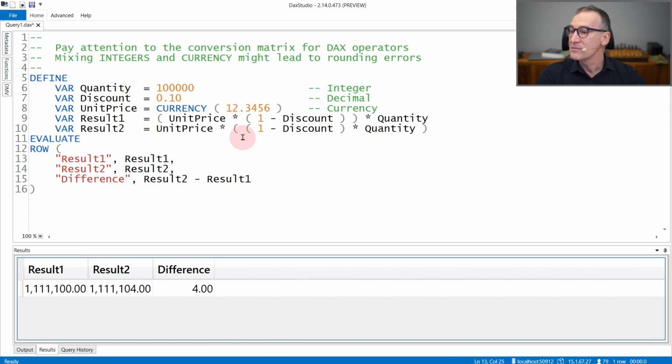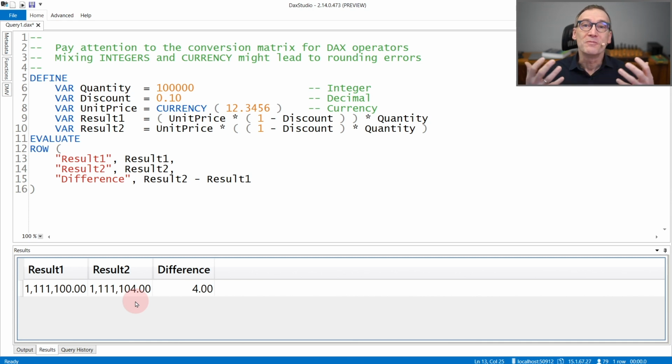In the second example, I'm computing first this entire expression that produces a decimal, and only at the end I multiply by unit price. And you see that if I evaluate result 1 and result 2 plus the difference between the two, there is a difference. Result 1 has a different value than result 2 because of a rounding error that happened during the multiplication of the decimal with the currency.